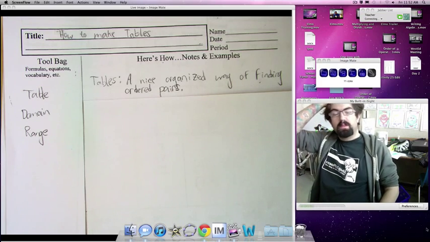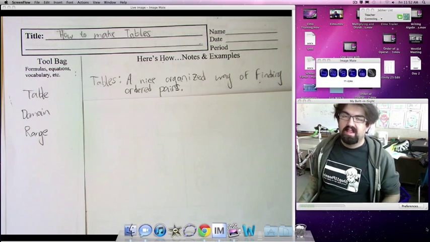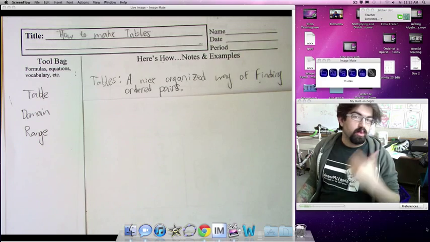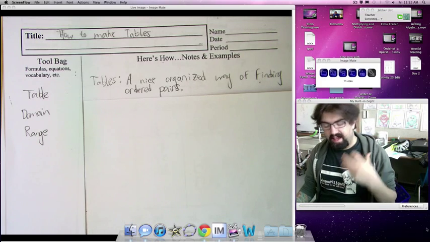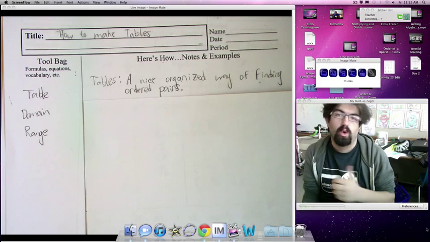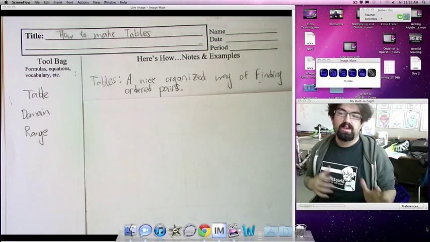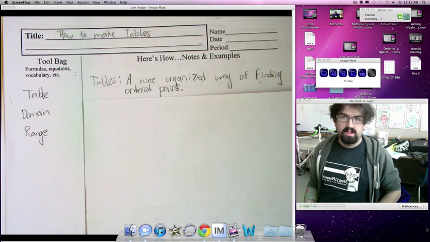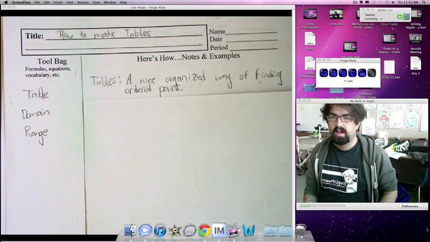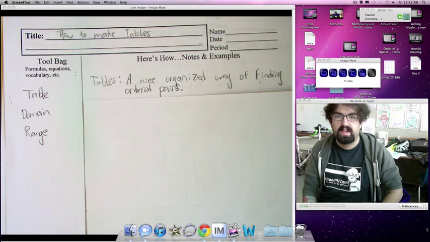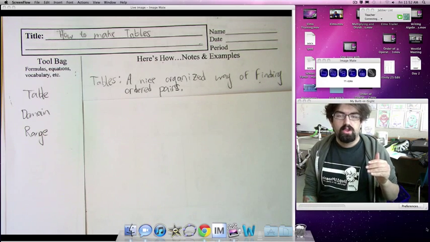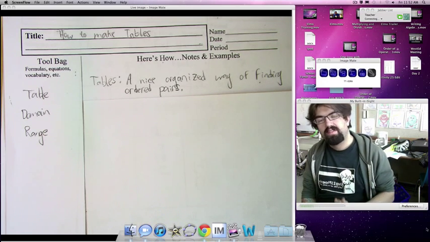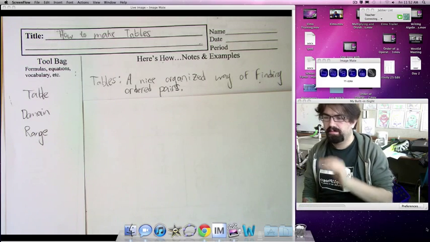So the first thing I'm going to talk about in this whole unit is how to make a table. And I'm going to stress this over and over again in class. The tables are the key part of this whole unit. If you are having trouble with the tables, either rewatch the video or come talk to me before school sometime or during class, and I'll stick around during lunch if I need to.